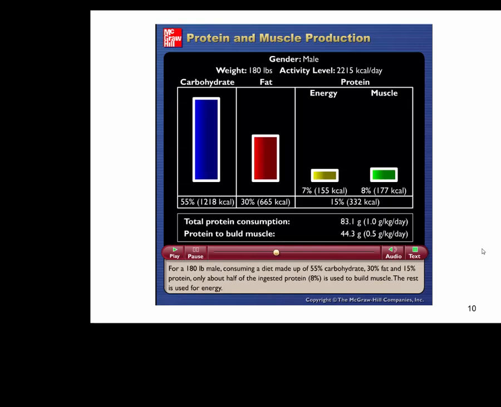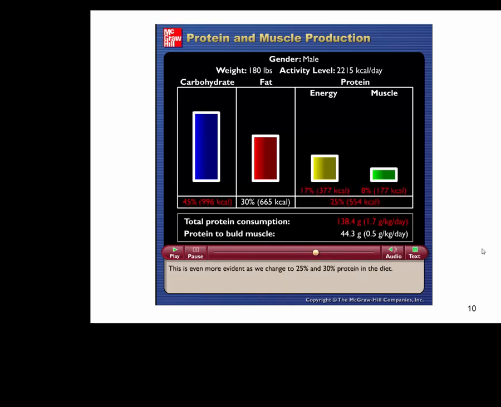For a 180-pound male, consuming a diet made up of 55% carbohydrate, 30% fat, and 15% protein, only about half of the ingested protein, 8%, is used to build muscle. The rest is used for energy. Adding more protein to the diet, now up to 20%, does not change the amount used for building muscle, but the amount used for energy increases. This is even more evident as we change to 25% and 30% protein in the diet.